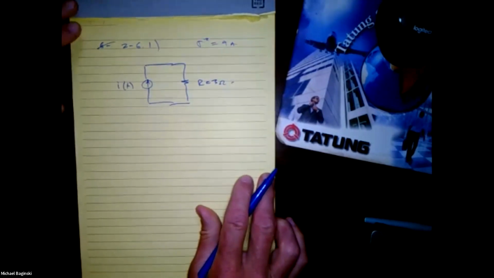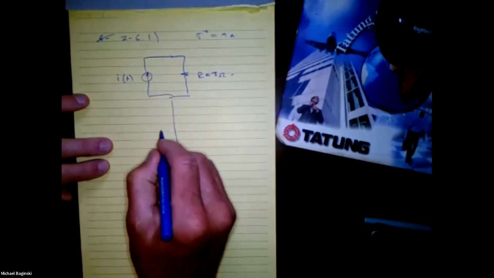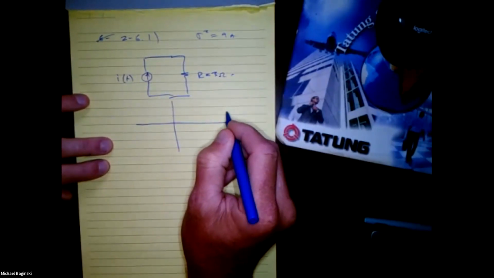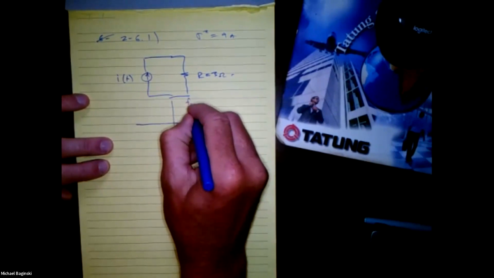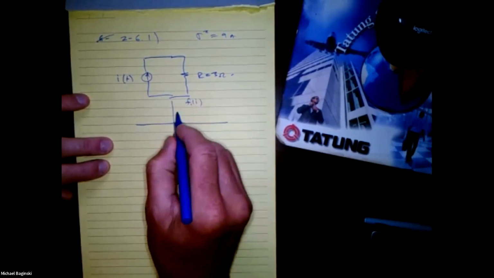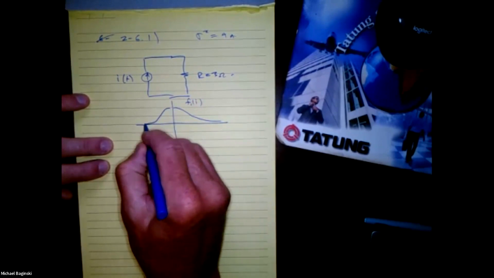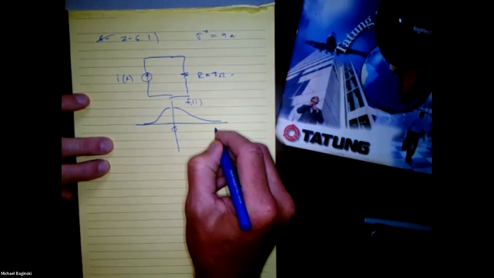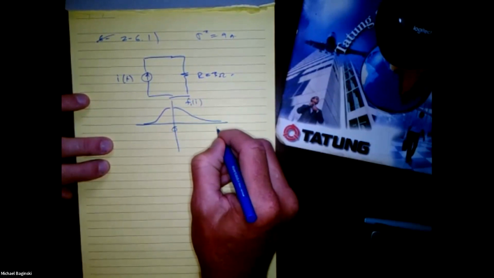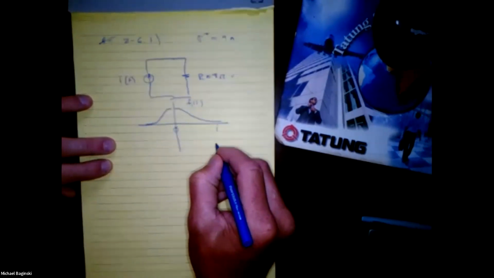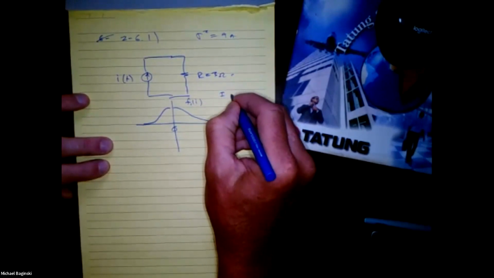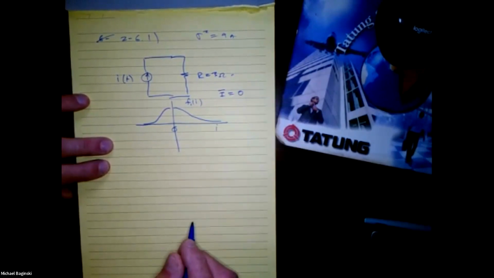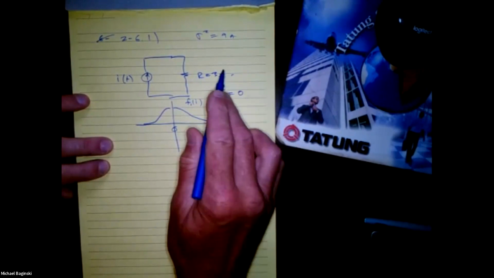So the actual distribution, I like to draw these to give you a visual. This is for the current. So this would be f of I here. It's going to be Gaussian like this, and it has a 0 mean. This is the probability density function, and this is the value of I. So the mean value of I is 0. And they give you that sigma.